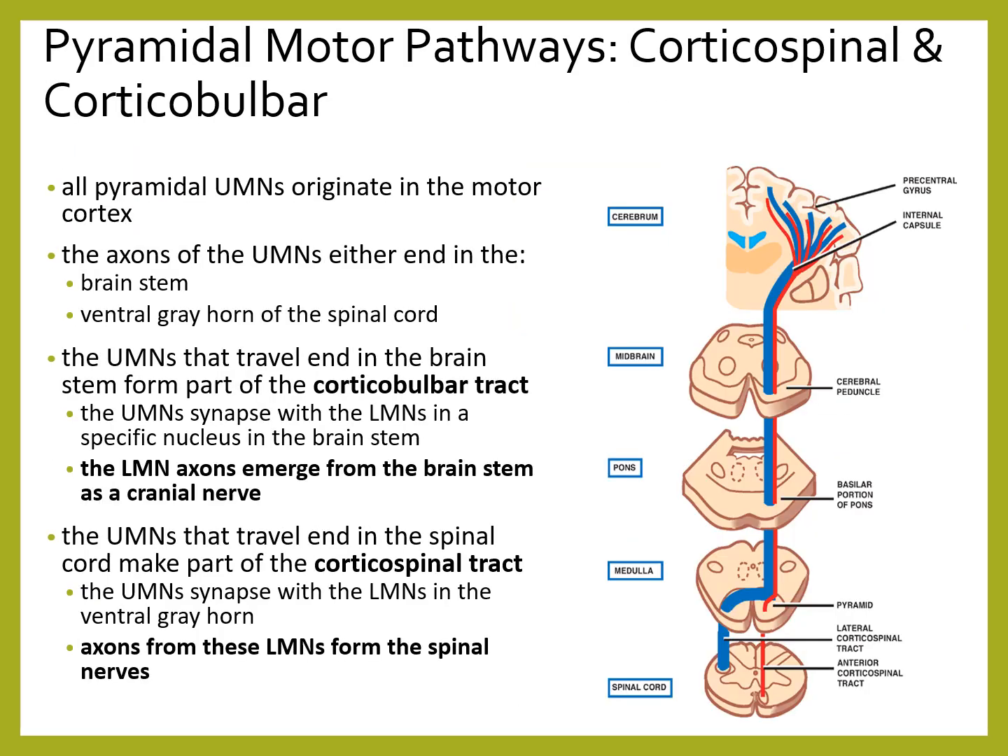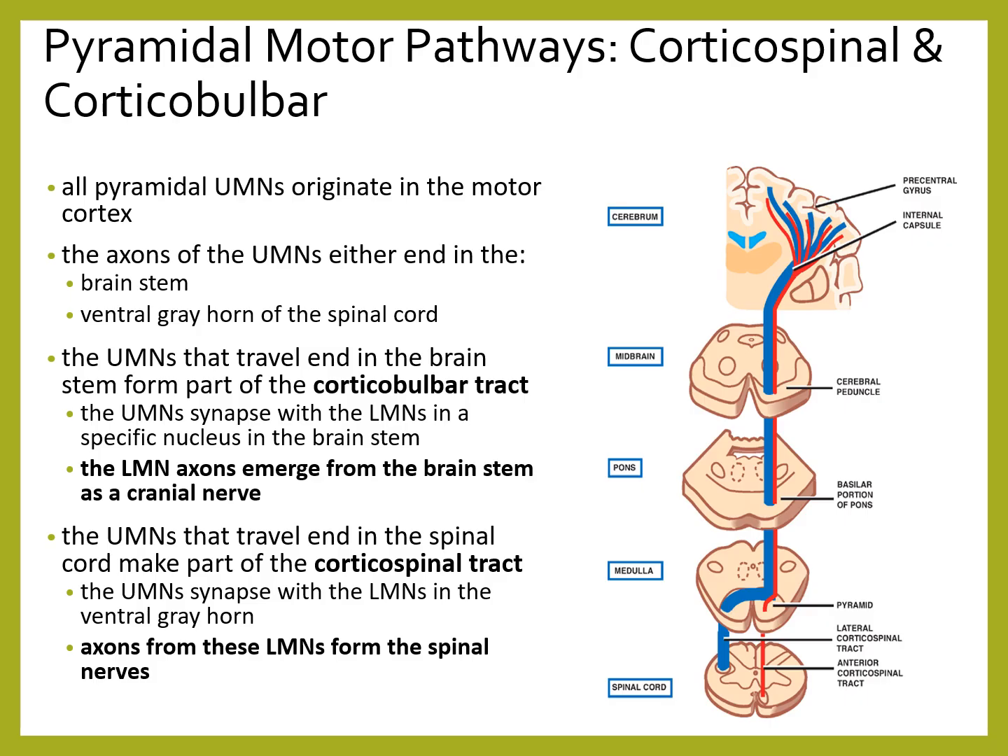The pyramidal motor pathways originate in the motor cortex. This means that the pyramidal upper motor neurons, their cell bodies, are found in the motor cortex of our cerebrum. And the axons are then going to leave that motor cortex. They're going to travel through the brain and either end up in the brain stem, or they're going to keep going through the brain stem, keep going through the spinal cord, and they're going to terminate at some level of the spinal cord in the ventral gray horn.